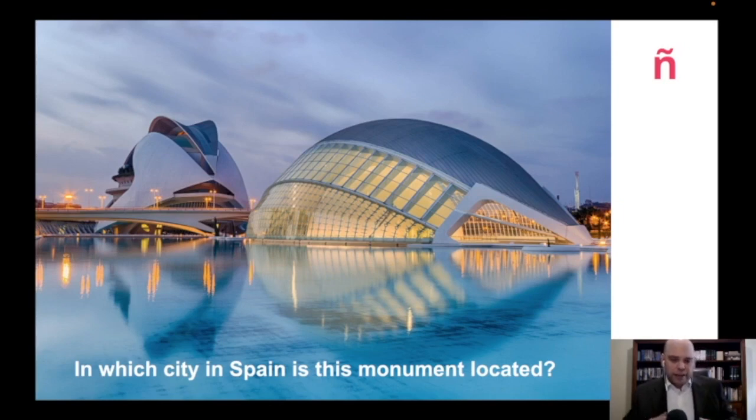And now the quiz. Quiz is this one. We have an image here, and you have to tell me in the comments. Please comment below. In which city in Spain is this monument located? So you have the image here. Think about it. Think about if you have visited this city or you have seen this monument or building before on the internet, and you tell me in the comments what monument this is, okay?